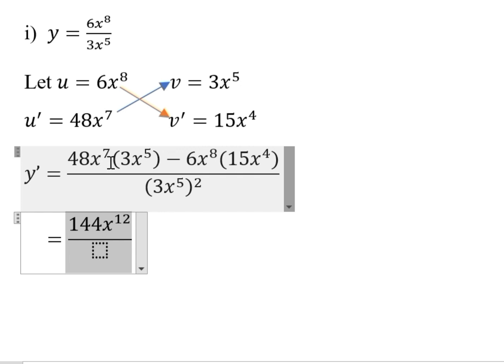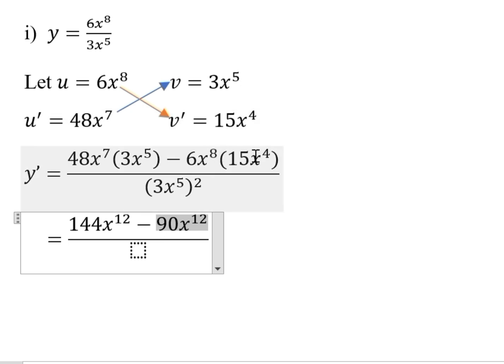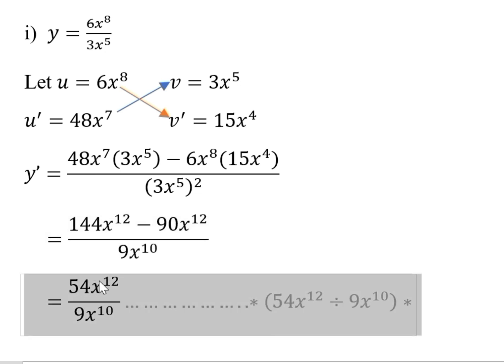We add the powers, so that will be x raised to power 12 minus this times this gives us 90x raised to power 8 plus 4, giving us 12, over 3 squared gives us 9, and then x raised to power 5 squared means we multiply the powers considering the laws of indices. That will give us 9x raised to power 10. Now we can simplify the numerator, and that will give us 54x raised to power 12 over the denominator, which is 9x raised to power 10.